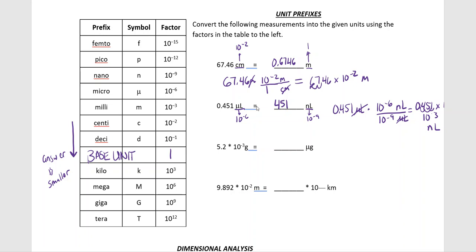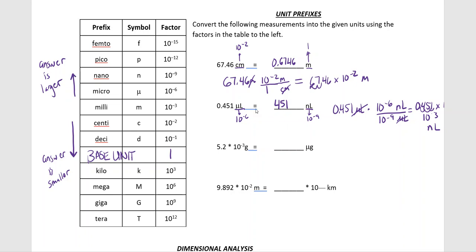If you know what direction you're moving, if I'm going micro to nano, I'm moving in the opposite direction, right? I'm starting with microliters. My answer is in nanoliters. That means I'm moving up this table. That means the answer should be larger.